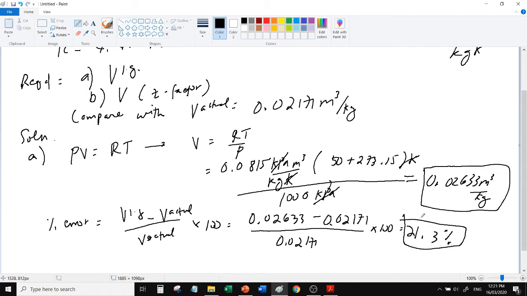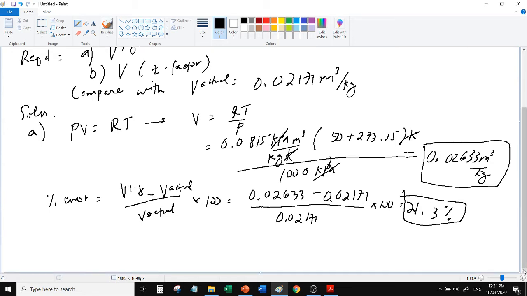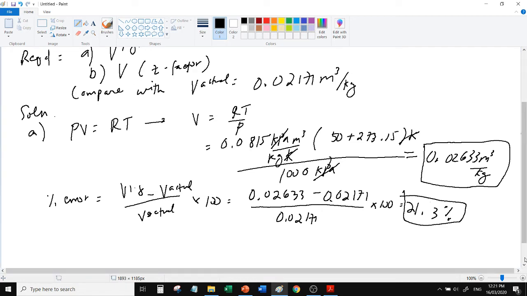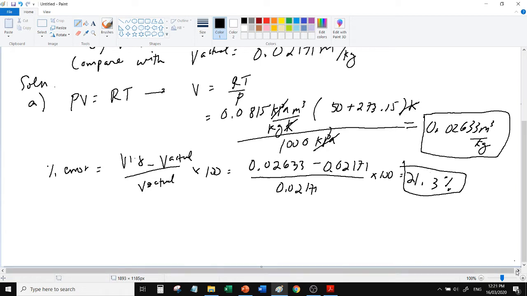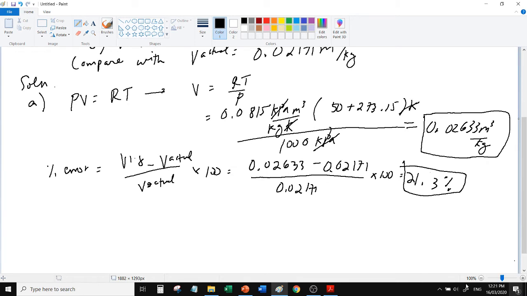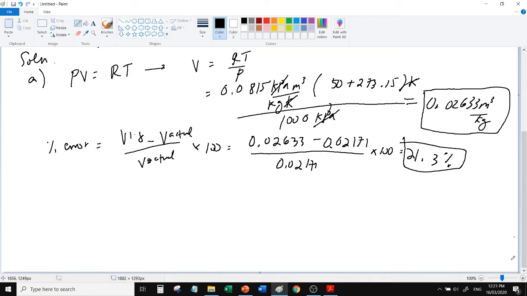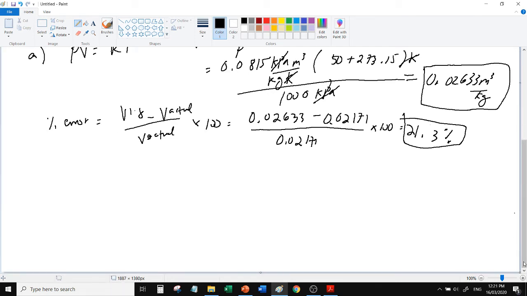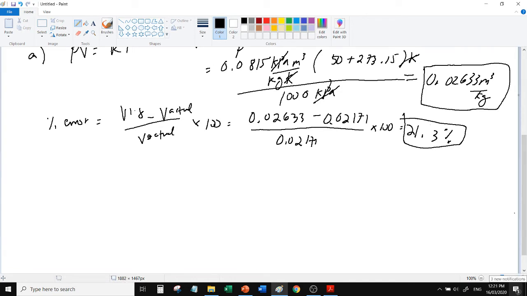Okay? Now, let's try letter B. Lakihan ko lang to. This time, we are going to use compressibility charts. Okay, compressibility charts. Okay, so let's try.